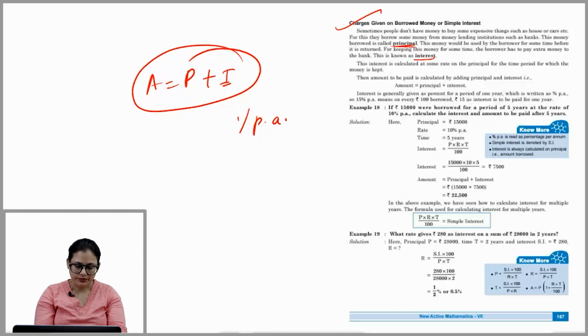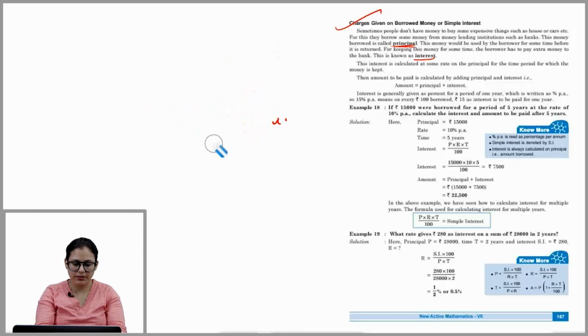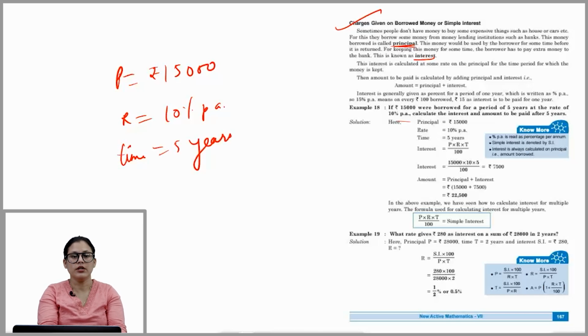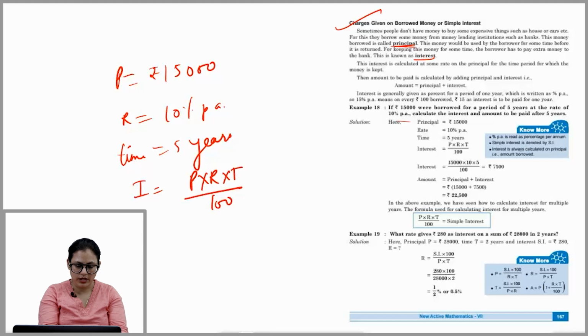Okay, see, here what is the principal? The money which is borrowed. So the principal is rupees 15,000 at the rate of what? 10%. Rate is equals to 10% per annum, and time period is 5 years. So we have to find out the interest and amount. First, interest, formula of interest is P into R into T upon 100. Okay, principal is 15,000, rate is 10, and time is 5 years upon 100.